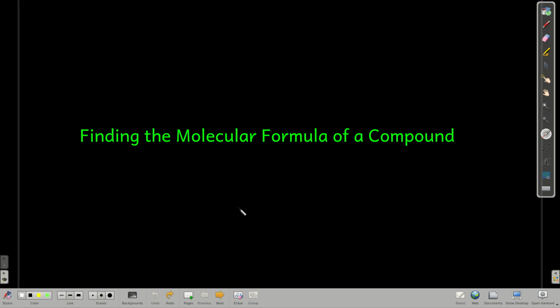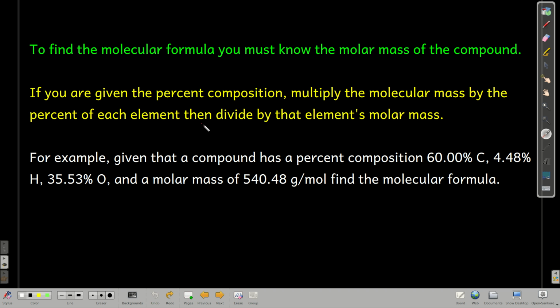In this module, we're going to see how to find the molecular formula of a compound. You have to know the molar mass. You have to be given the molecular mass or the molar mass of the compound in order to find the molecular formula. And you're going to see it two different ways.